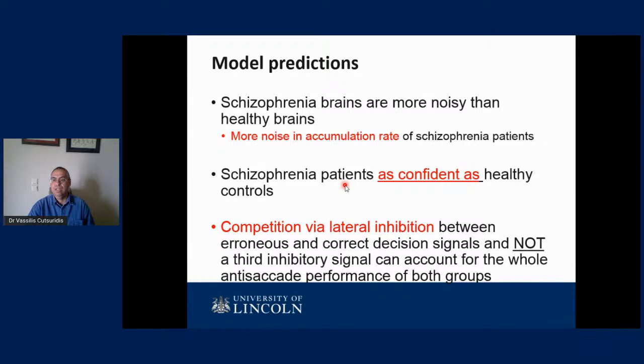And then we found, against the current dogma about schizophrenia, which says that patients that suffer from schizophrenia have some kind of impairment in the frontal lobe, in the parts of the brain that are coordinating or making the correct decisions for them and generating inhibitory or impulse control signals, that we don't need this third inhibitory signal from the frontal lobes, at least for the data that we have. But instead, what we want is a competition between two decision signals, which are integrated in the same layer of the same neural network.